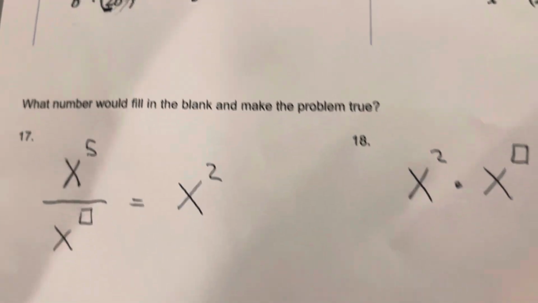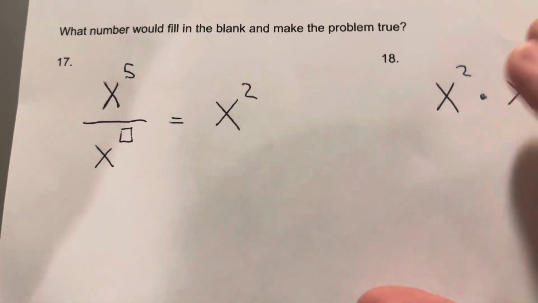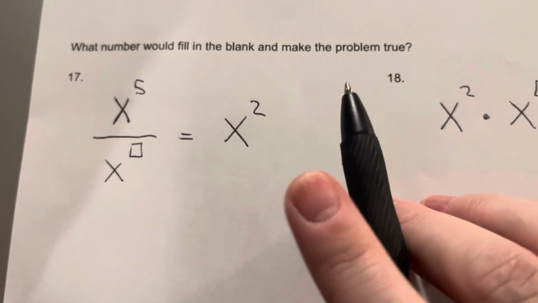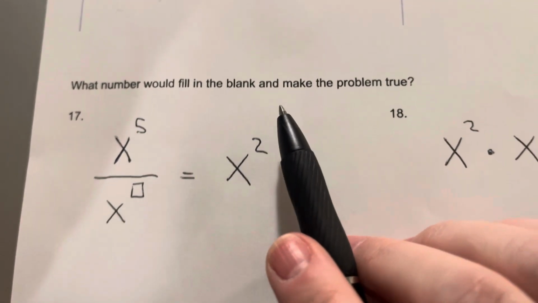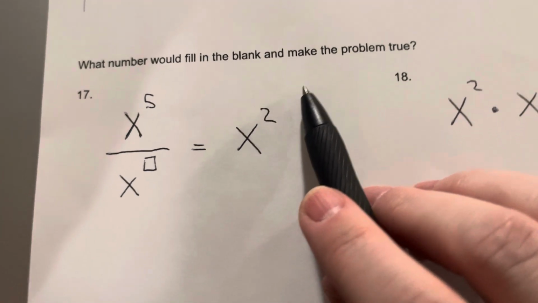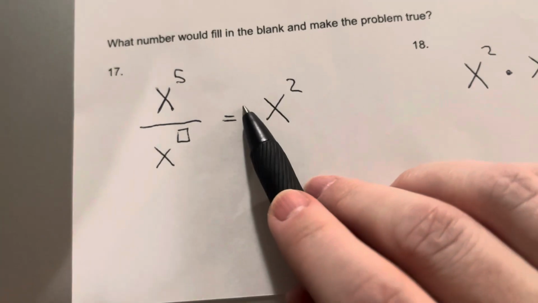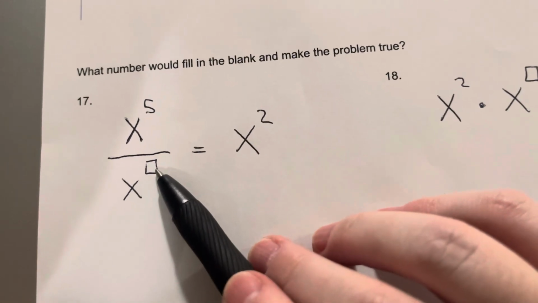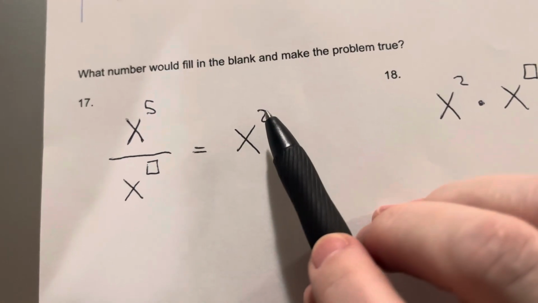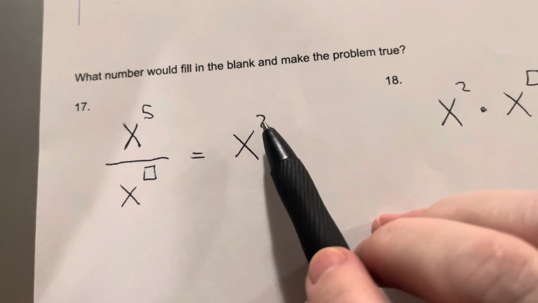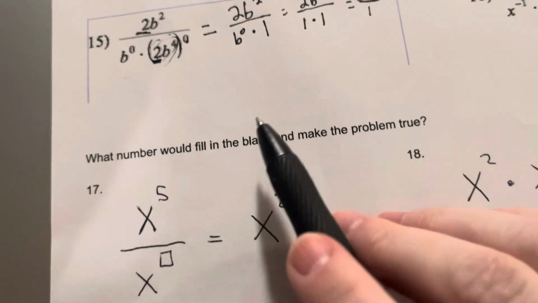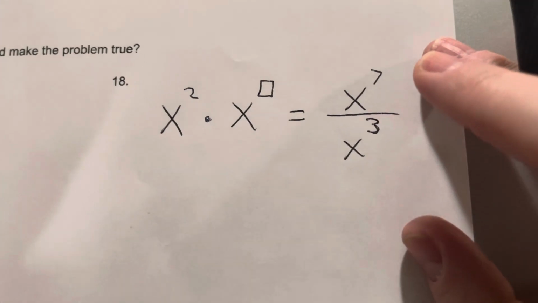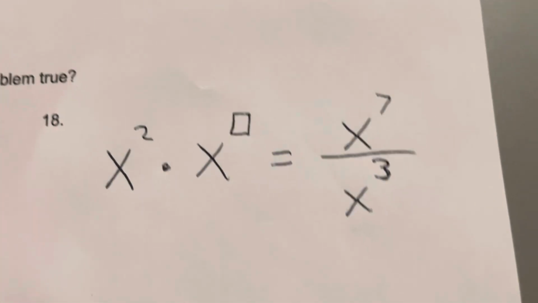Okay, now we've got our level 4 questions. Instead of solving, just using our rules, how we've been doing, we're going to fill in the blank and figure out what would make the problem true. So if I had a division problem, what exponent could go right here to make this problem true? Then we're going to do the same thing with this problem.